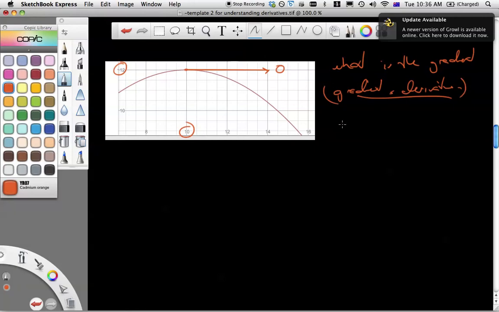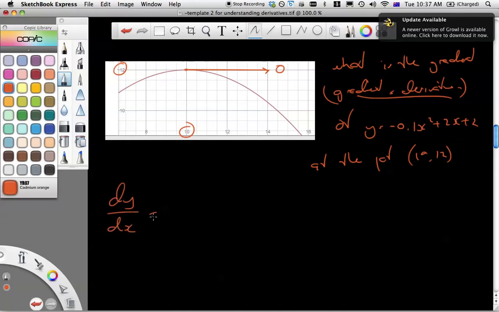Let's just put in brackets, of y equals negative 0.1 x squared plus 2x plus 2 at the point 10, 12, x before y. And so we know we're finding the gradient or the derivative, dy over dx. How high is the front? 0 high. How far back is the back? We can either count boxes, which would be 1, 2, 3, 4, 5, 6, 7, 8, or we can just look at the numbers. 10 to 14 is 4. So 0 divided by 4 is 0.